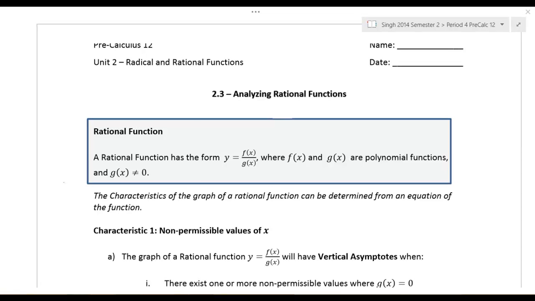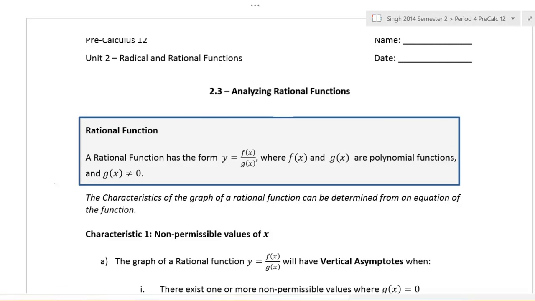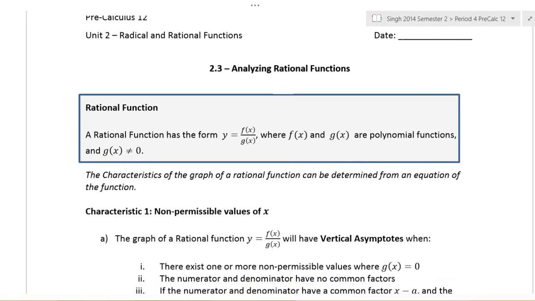Okay, so today we're taking a look at rational functions. Rational functions are functions of the form y equals f of x over g of x, where f of x and g of x are both polynomial functions. So the top part is going to be a polynomial function and the bottom part is going to be a polynomial function.